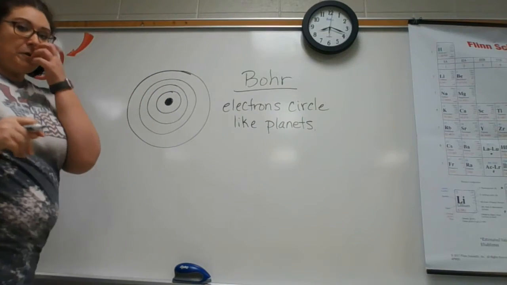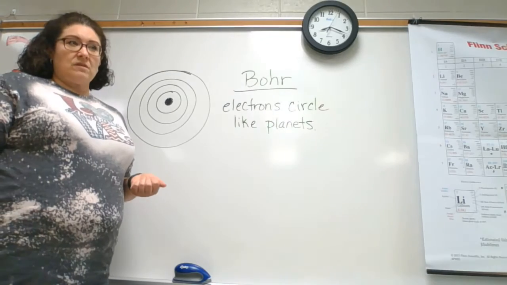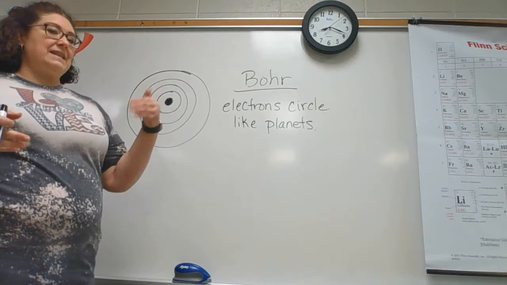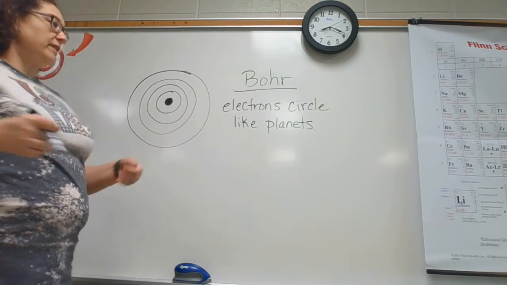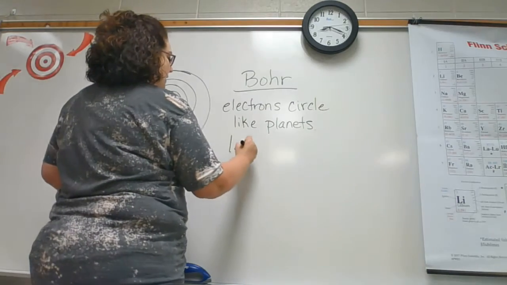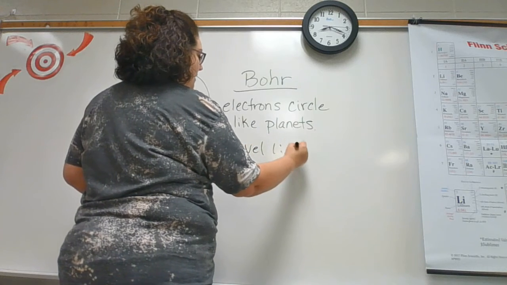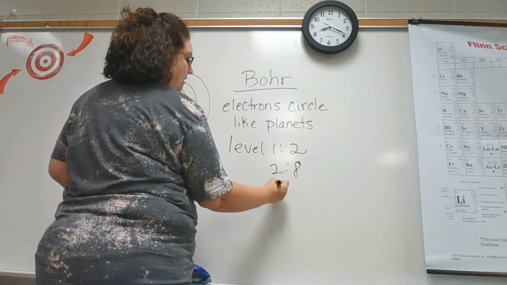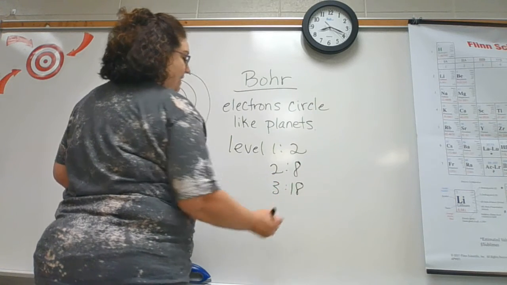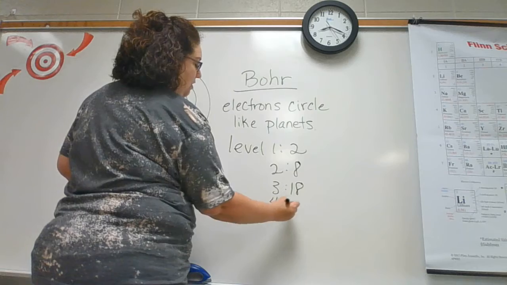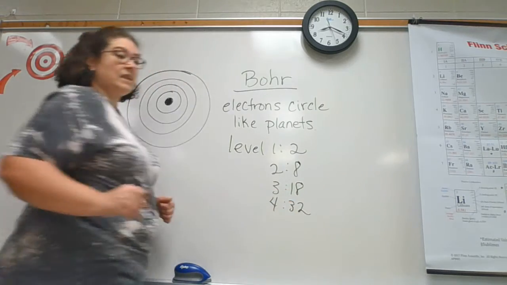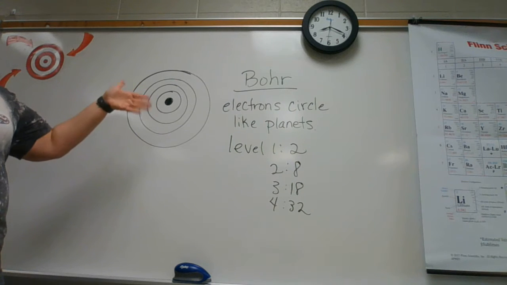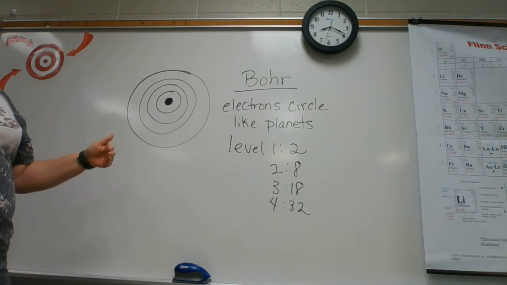And if you remember, I gave some notes last week to tell you how many electrons you can have in each level. Okay, remember level 1, you can have 2, and level 2, you can have 8. On level 3, you can have 18, and then level 4, you can have up to 32, okay? That's the maximum number that you can have in each level.